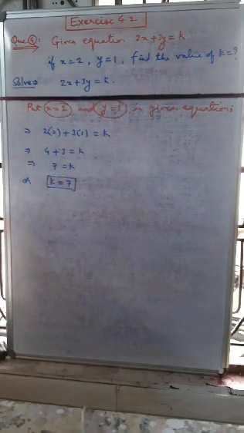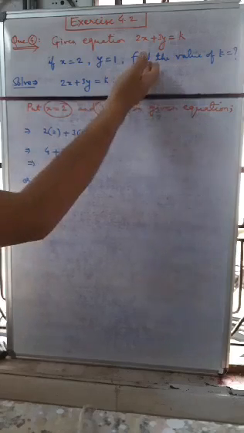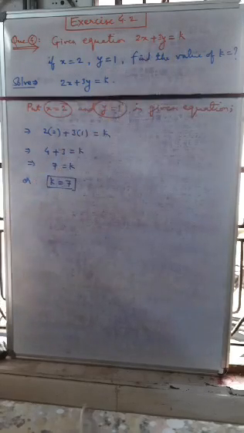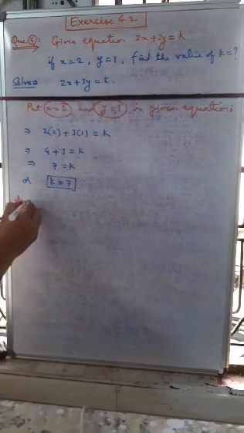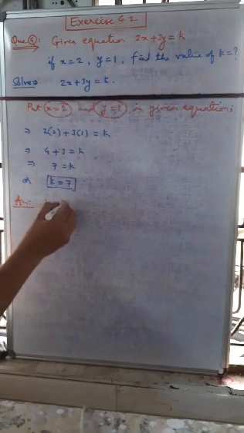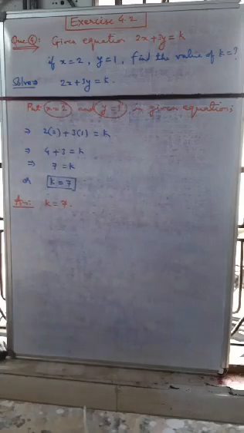So this is the solution. We had to find the value of k. So the answer we can write: the value of k is equal to 7. It is the answer. Very easy question. You can solve it.